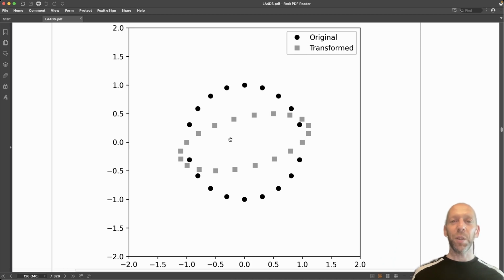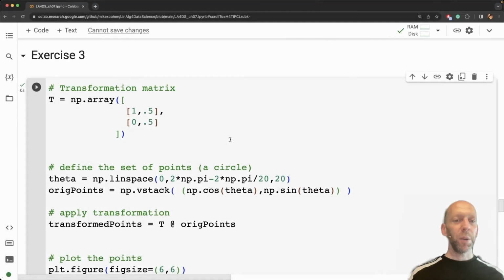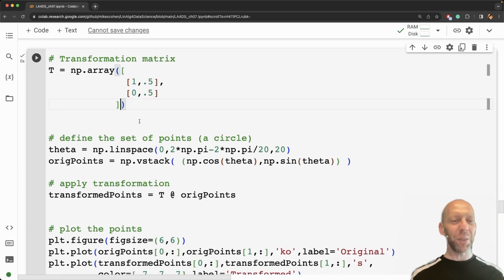And now I will switch to Python and show you my code solution. So here we have the transformation matrix. I have it split over multiple lines in this file just to make it easy to read. But this is just any standard matrix. There's nothing particularly special about this matrix.